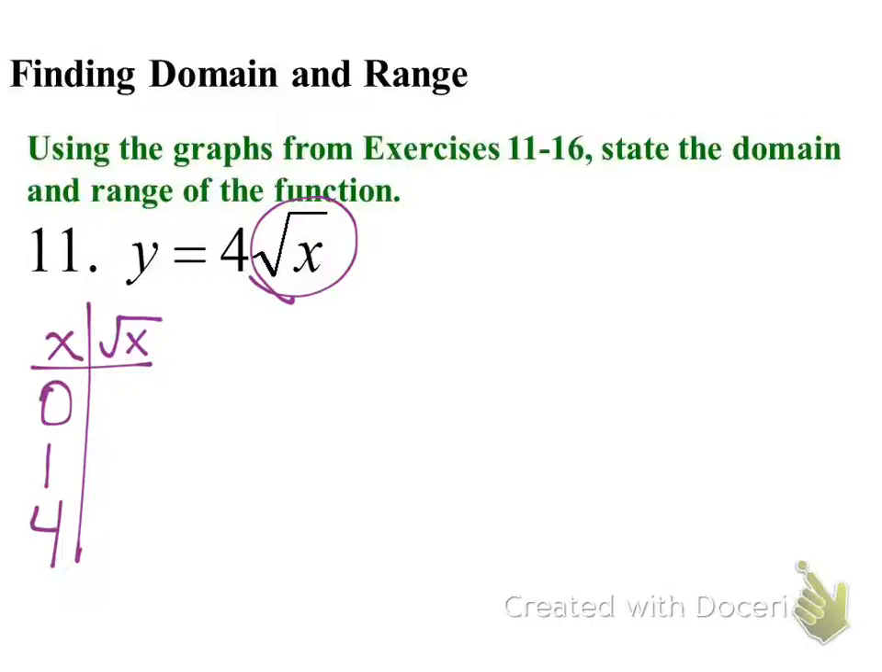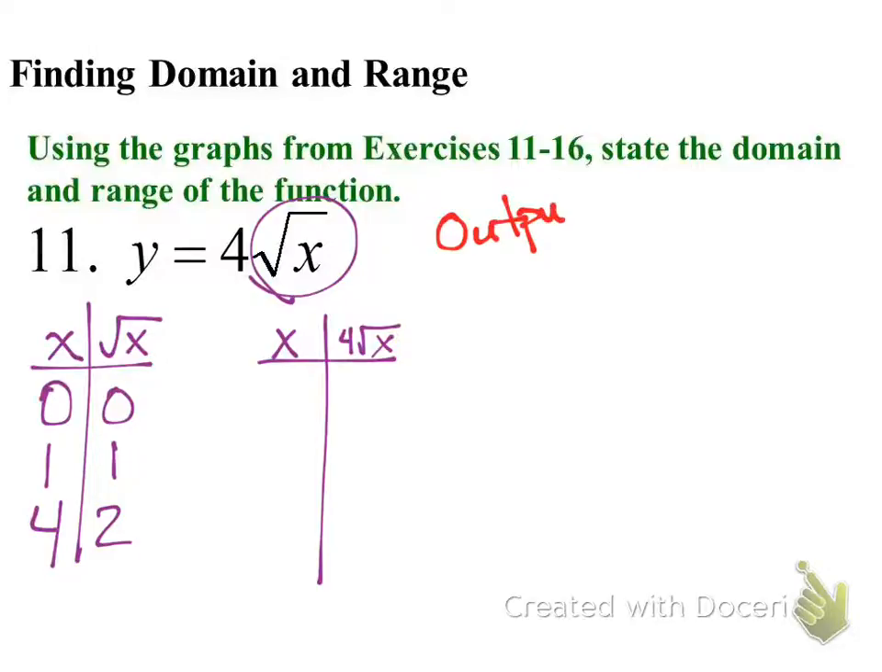What's nice about a square root function is I only need 3 points to get my arm. So the typical outputs are 0, 1, 2. We've got to figure out if that 4 is affecting the inputs or the outputs. It's affecting the outputs because it's outside the function. So the outputs will multiply by 4. Inputs stay.